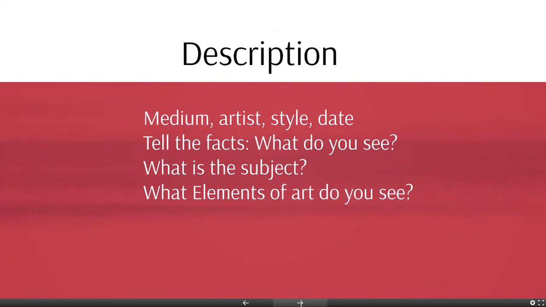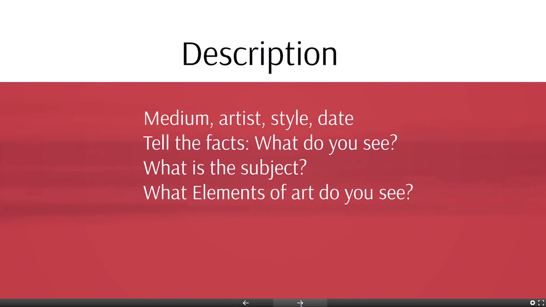With description, we want to tell what is the medium, the artist, the style, and the date of the art. We want to tell the facts. So what do you see in the artwork? What is the subject? We can talk about what elements of art we see. What are the primary elements of art?